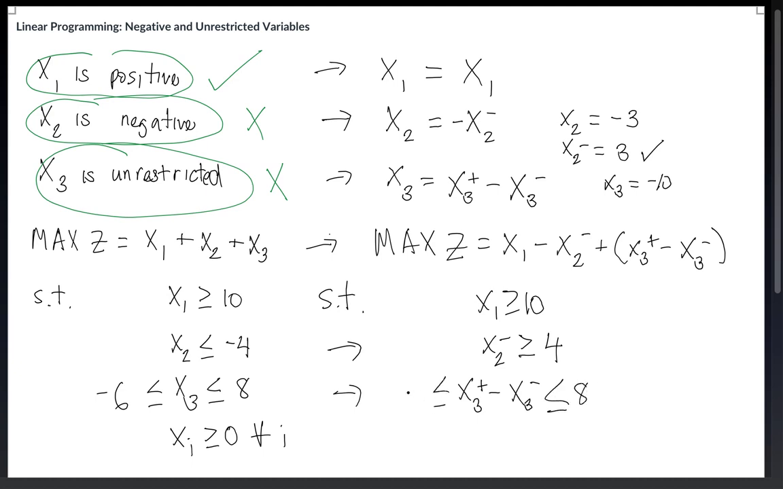negative 6 and 8. And here, we can just put our variables x sub 1, x sub 2 minus, x sub 3 plus, and x sub 3 minus are greater than or equal to 0 for all i. So now if this appears in the exam, you cannot say, "Sir, trick question."